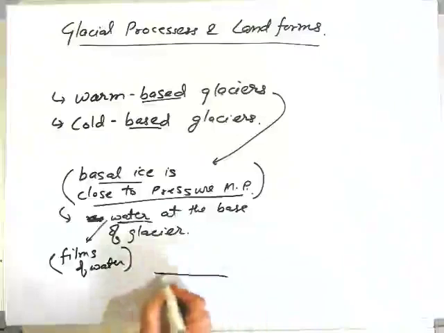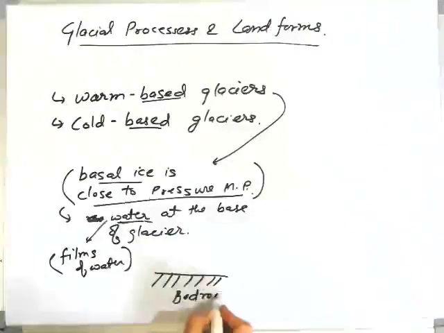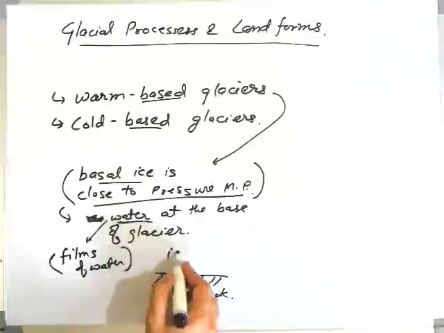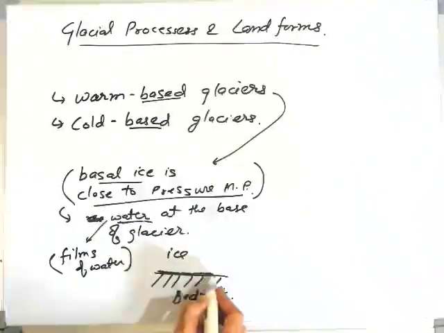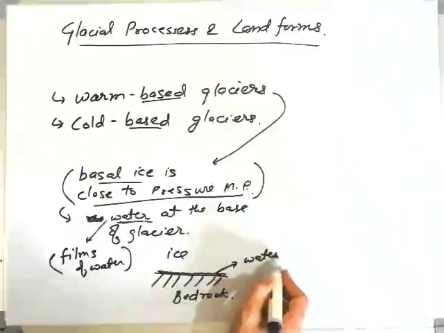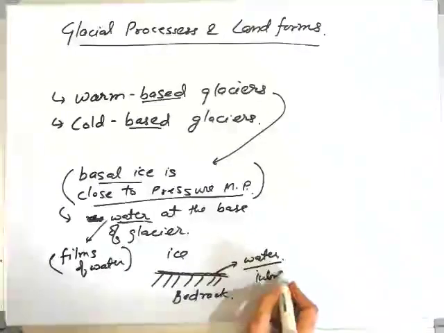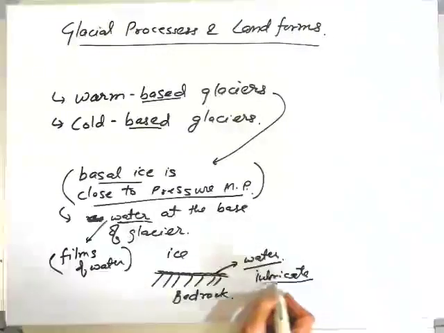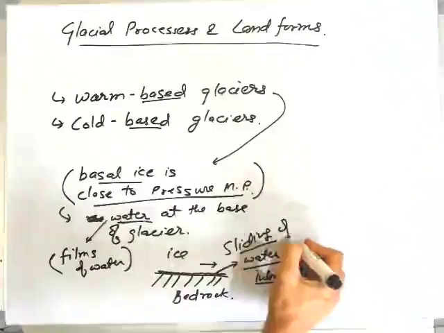So let us say this is the bedrock, and this is the ice. Between the ice and the bedrock, a thin layer of water will develop. So this water will lubricate. It will basically lead to sliding of the glacier.